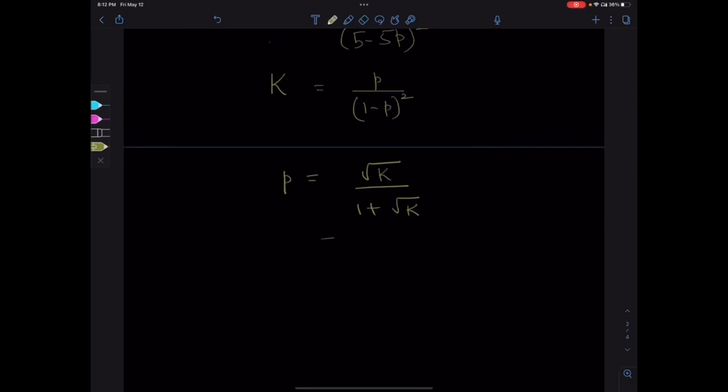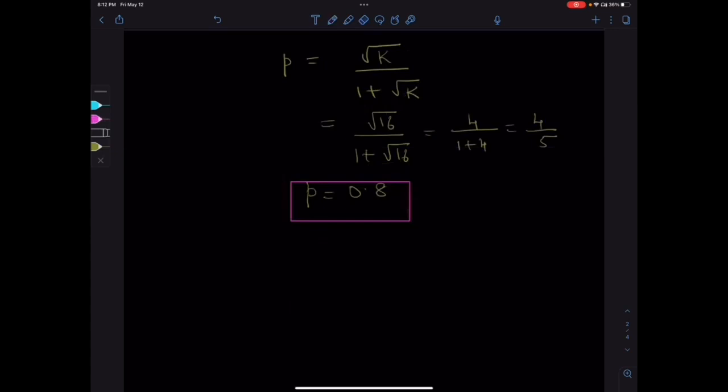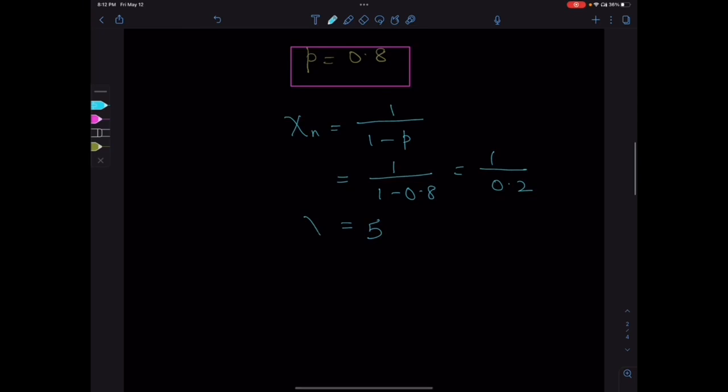Since K is given as 16, p would be square root of 16 over 1 plus square root of 16, which is equal to 4 over 1 plus 4, or 4 over 5. So the value of p is 0.8. Now, if we know p, we can calculate xn. xn equals 1 over 1 minus p, which is equal to 1 over 1 minus 0.8, 1 over 0.2, which is 5. So the degree of polymerization is 5.